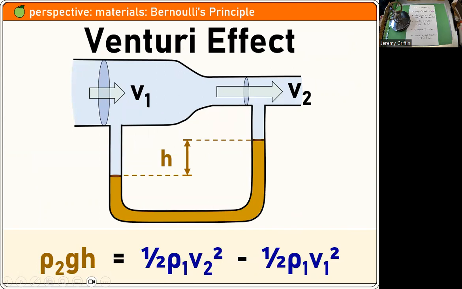The Venturi effect is a specific example of Bernoulli's principle. If you have a large pipe leading to a small pipe, remember that the water has to speed up going through the small pipe, and that will cause a decrease in pressure. That creates a vacuum effect. So if you have a different fluid down here, maybe mercury, something more dense than water, it's going to vacuum it up. This is an example of Bernoulli's principle: the Venturi effect.